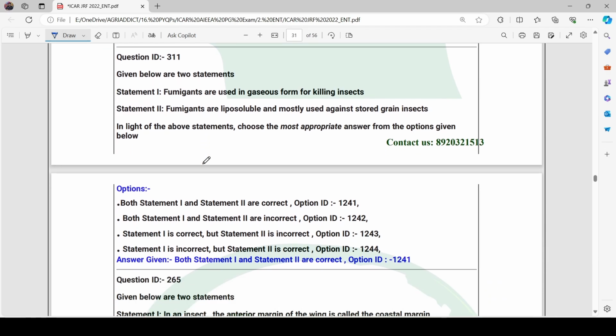Next, another statement type question. This paper is just full of statement type questions. So here statement 1 is, fumigants are used in gaseous form for killing insects. Yes, this is correct. Fumigants are liposoluble and mostly used against stored grain insects. Yes, this is also correct. So both statement 1 and statement 2 are correct. It is the right answer.